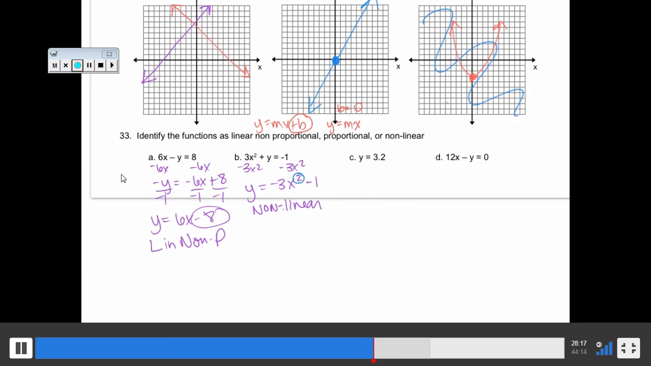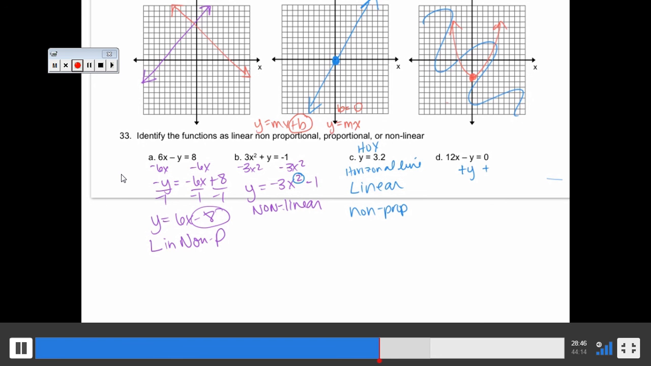Then we have y equals 3.2. Well, this is one of our special cases. This is a horizontal line going through 3.2 on the y-axis, so it is linear, non-proportional. And then lastly, if we solve for y here, I'm actually going to do something a little bit different.